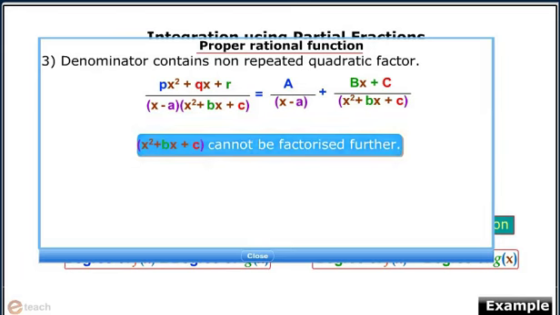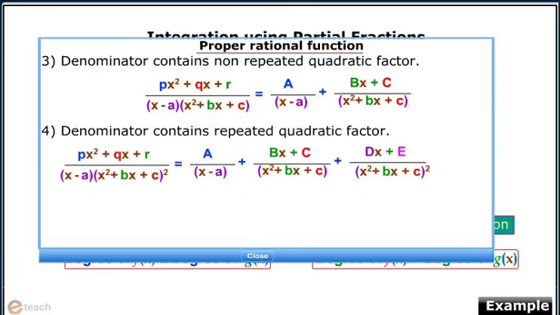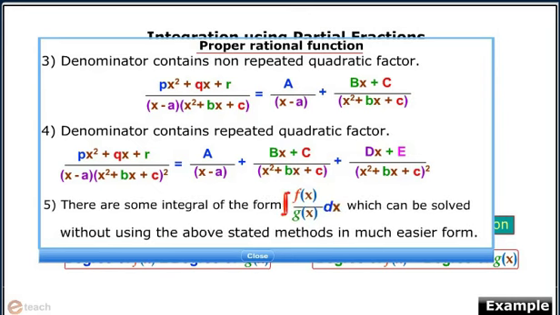Number 4. Denominator contains a repeated quadratic factor, that is (px square plus qx plus r) divided by (x minus a) into (x square plus bx plus c) whole square. It can be written as A divided by (x minus a) plus (Bx plus C) divided by (x square plus bx plus c) plus (Dx plus E) divided by (x square plus bx plus c) whole square. Number 5. There are some integrals of the form integration f(x) by g(x) dx, which can be solved without using the above stated methods in much easier form.